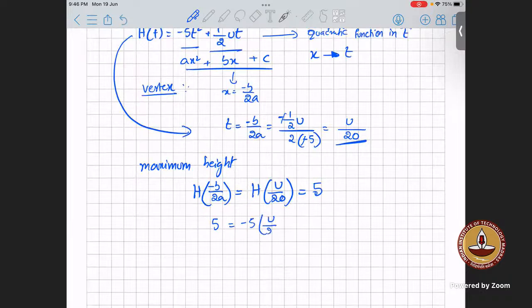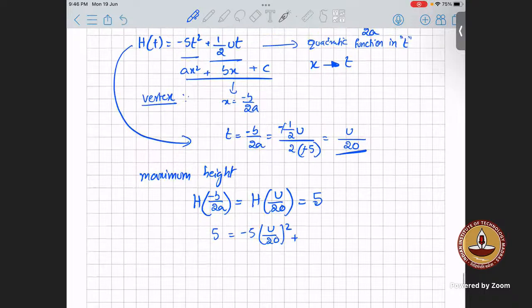Sir, is the answer 20 meters? Stop, let me do it. Okay, 1 by 2 u into t. What is the t value? U by 20.